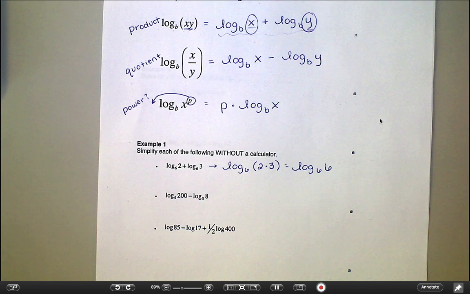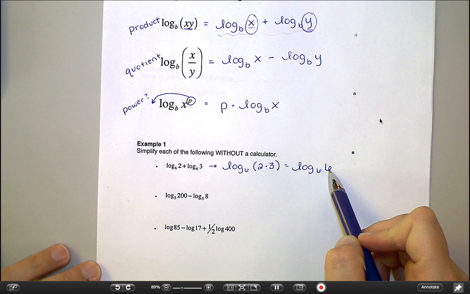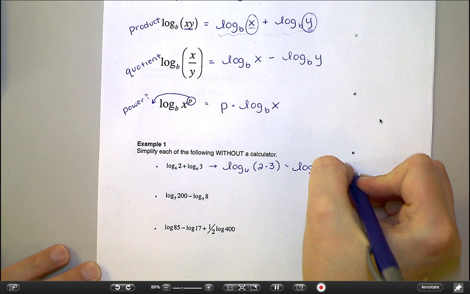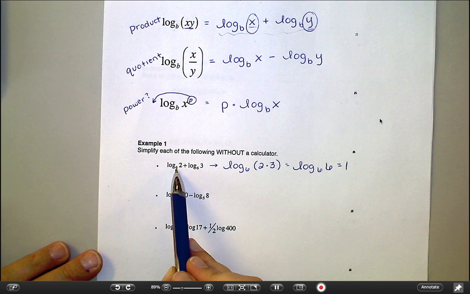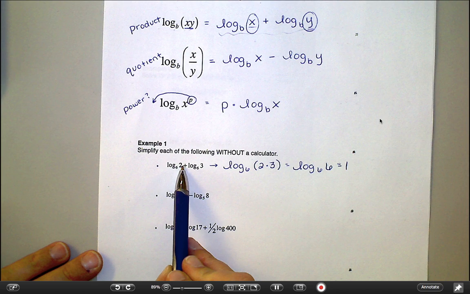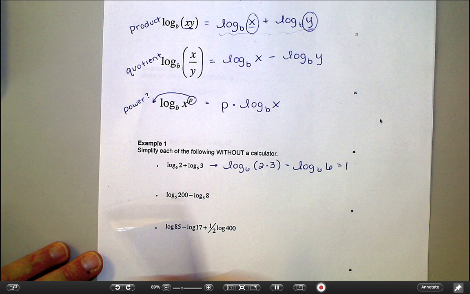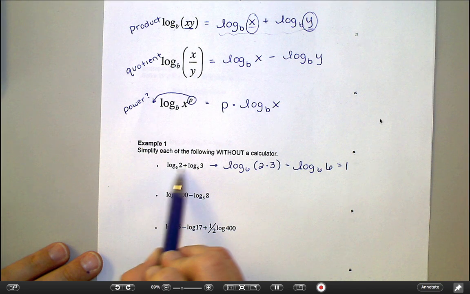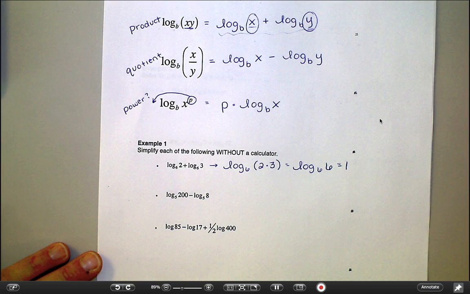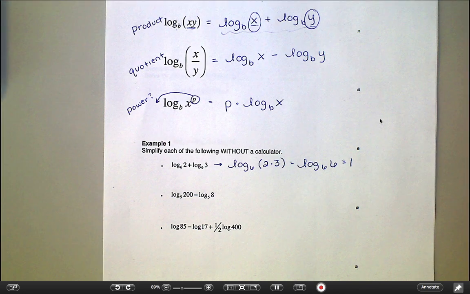And then if you think back to what we did yesterday, we're asking ourselves, 6 to what power makes 6? Well, that would just be 1. Okay? So you probably can't find log base 6 of 2 without a calculator, because you'd be asking yourself 6 to what power is 2. And you also can't find 6 to what power makes 3. But if you add those two answers together, it would always come out to equal 1, because log base 6 of 6 is equal to 1.